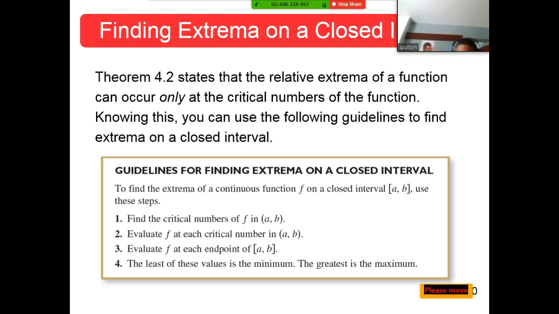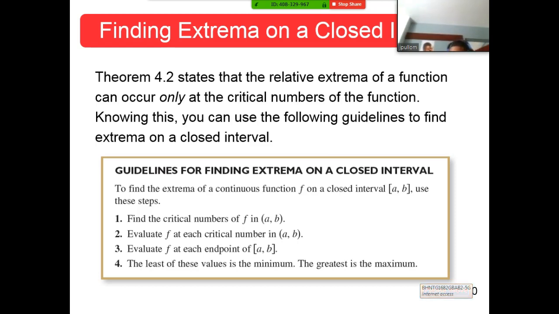Number 2 is on the open interval. Evaluate the function at each critical number. Number 3, then evaluate f at each endpoint, a and b. Why did they put a closed b? Just say find f at a, f at b. That's what it means.